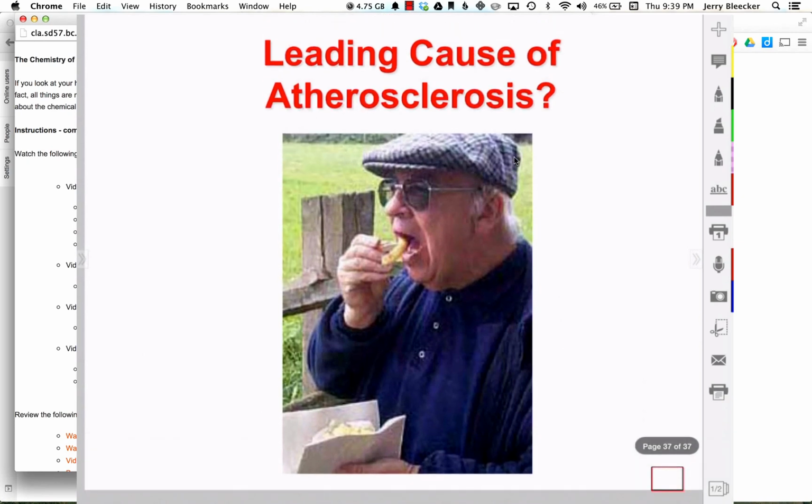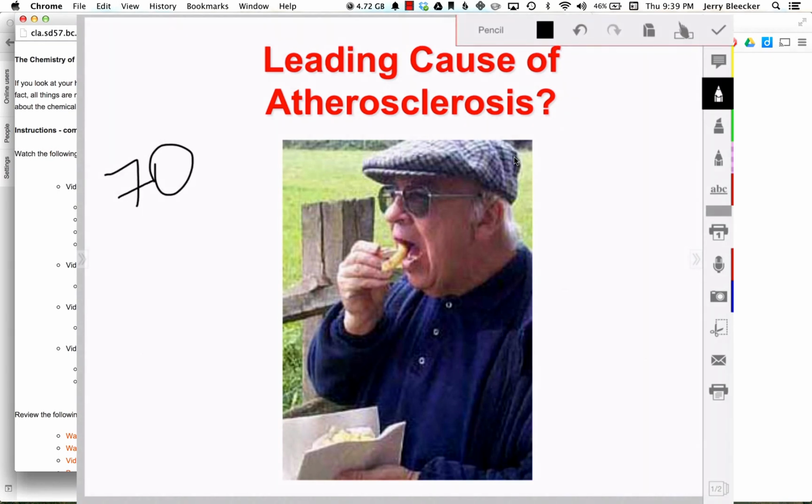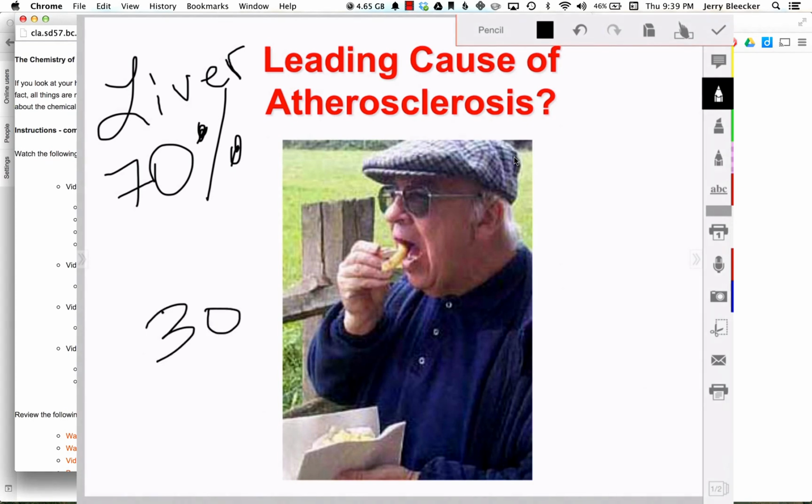So we'll finish, this is the last slide, by saying the leading cause of atherosclerosis, I would say, really is heredity. Heredity is roughly 70% of the enchilada. There's not much you can do about that. And the problem is your liver, especially at night, is cranking out a lot of cholesterol. So what's the solution? Well, you have roughly 30%, which is diet.